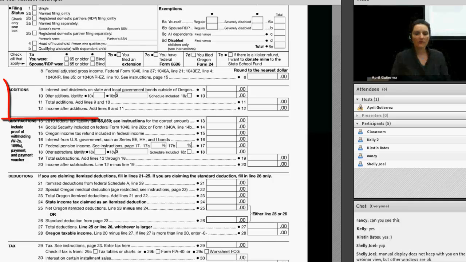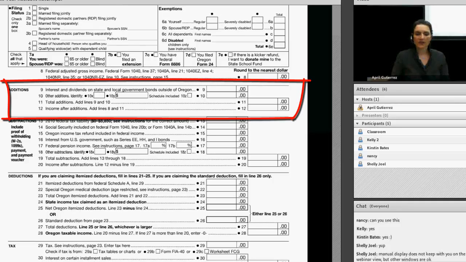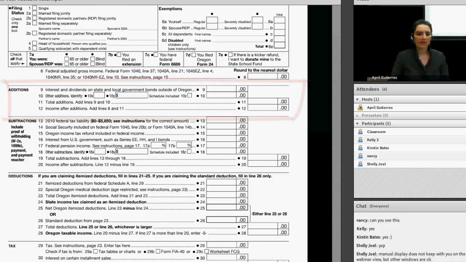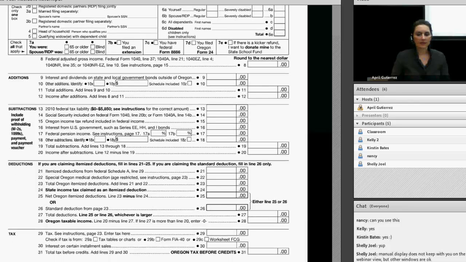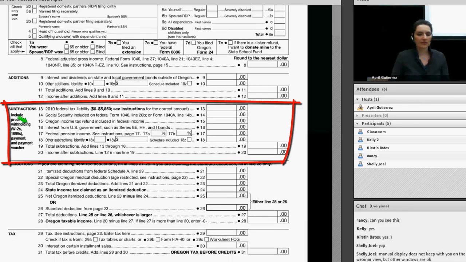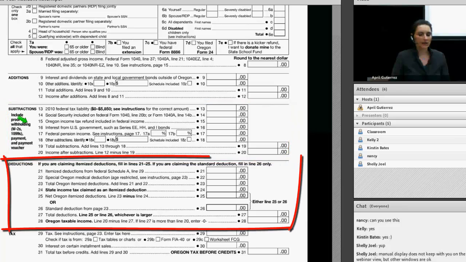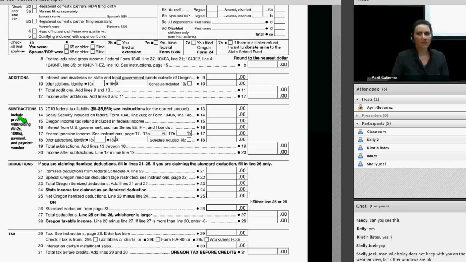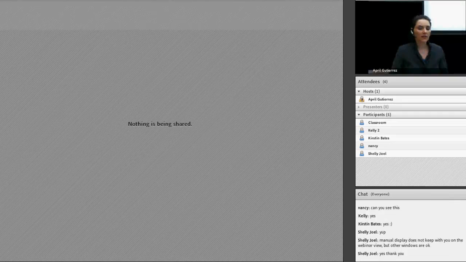So here's our Oregon Form 40. And we started off the day talking about Oregon additions. And then we moved on and spent a good deal of time talking about Oregon subtractions. And now we're into this section right here, the deductions section. And the deductions section either has to do typically with the standard deduction or Oregon itemized deductions. So we're going to talk about the rules relating to filling out this particular portion of Oregon Form 40 next.